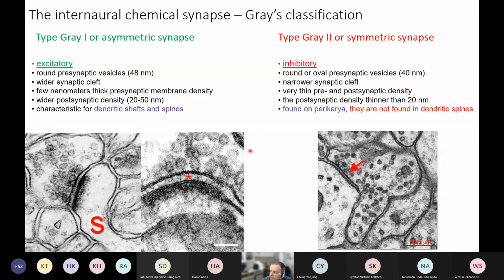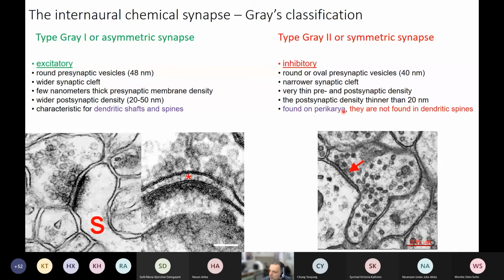They are found in dendritic shafts and eventually in the dendritic spines, as I mentioned here. They are excitatory. On the other hand, this synapse looks different, since both the pre and the postsynaptic densities are very tiny, almost hard to recognize, but they are there. Narrower synaptic cleft, you see, in comparison to that one. And also, you see that the vesicles are different. They are a little bit smaller and eventually oval, in contrast to round. So this helps you to distinguish the excitatory from the inhibitory synapse at electron microscopic level.